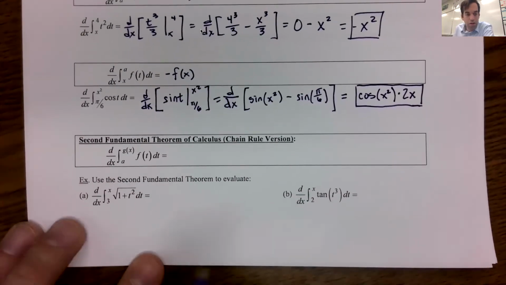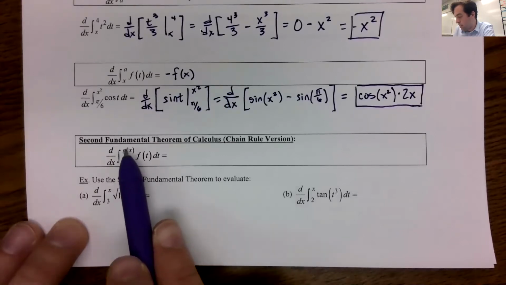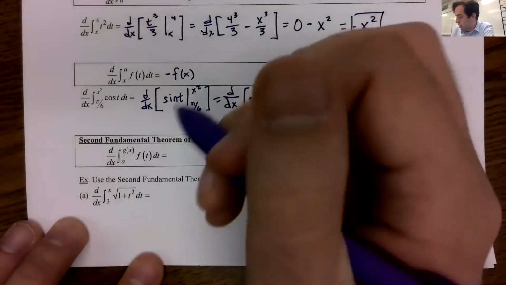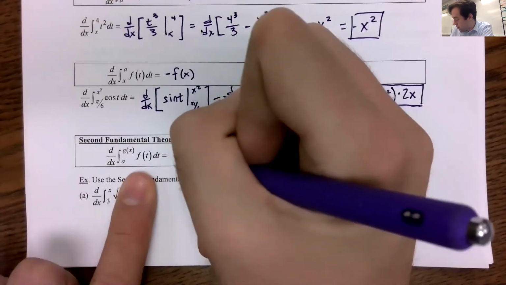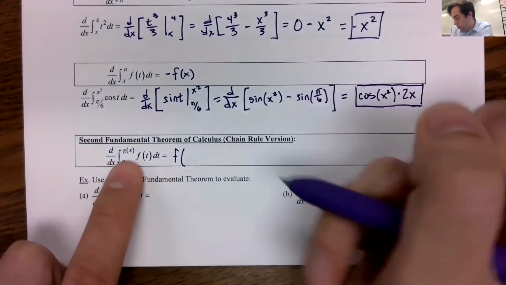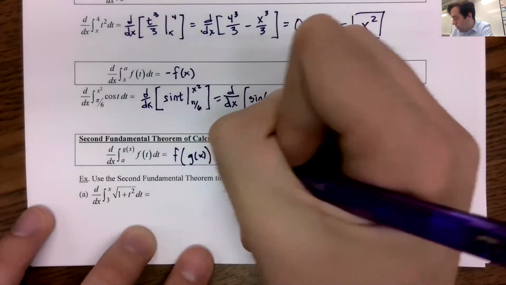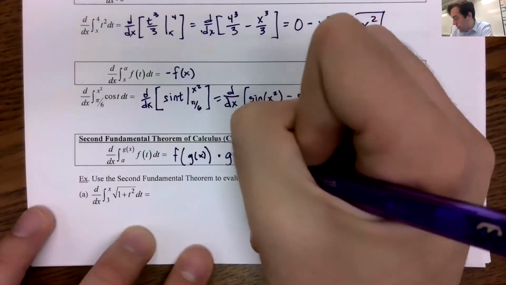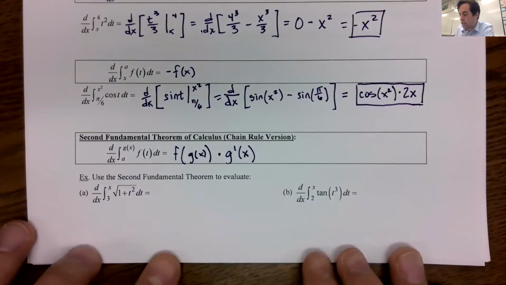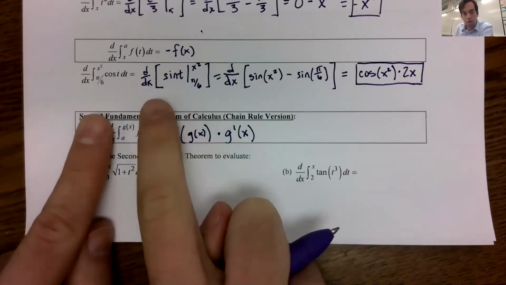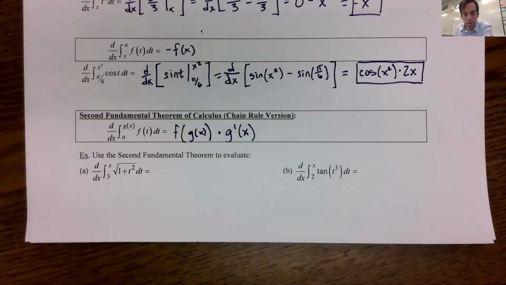So the official second fundamental theorem of calculus, with the chain rule included, looks like this. If we're going from a, some constant, to g of x, some x expression, the solution is f of, instead of f of t, we're plugging in the g of x. And then we're multiplying by the derivative of g of x. All right, so we can use that to evaluate instead of going all the way back through to the original integral and derivative like we were doing before.